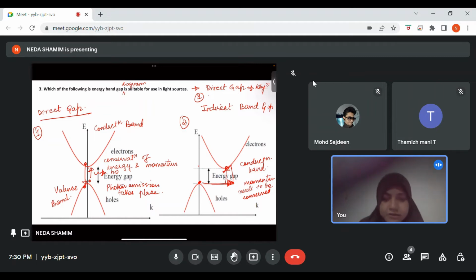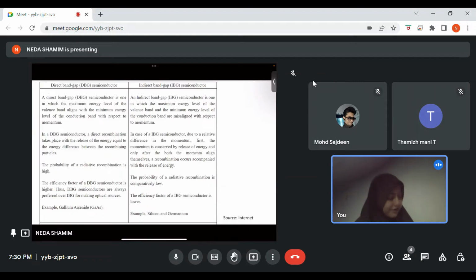Okay, so let's move on to our next question. So let's see what our next question is all about. Here I've taken this from the internet, and there are a few differences between indirect and direct band gap semiconductors, and I've given examples of that. So I would like you to go through this and let me know if you have any questions on any of these points. I will try to clear them.